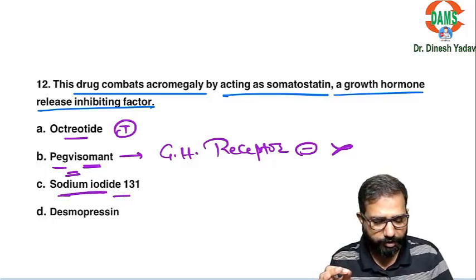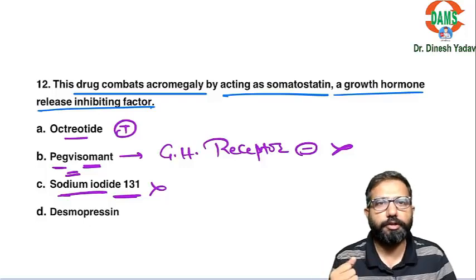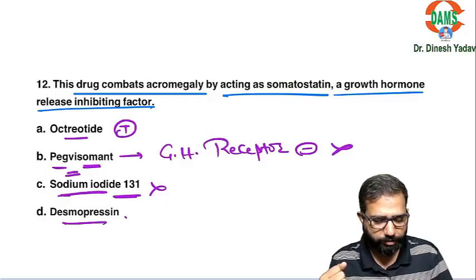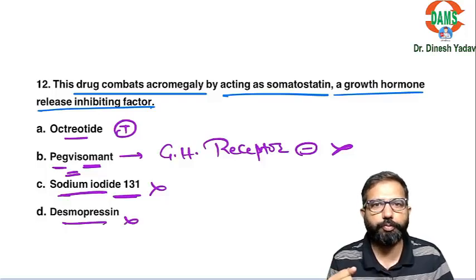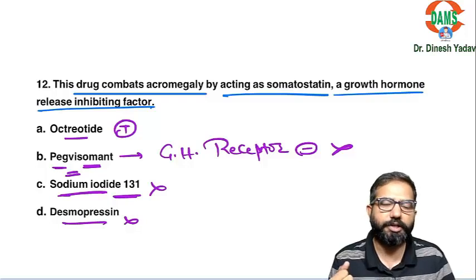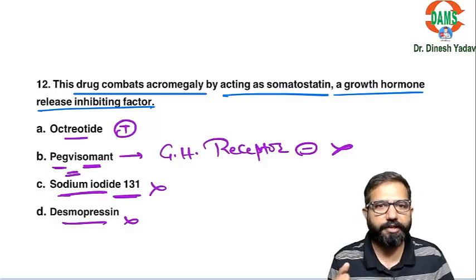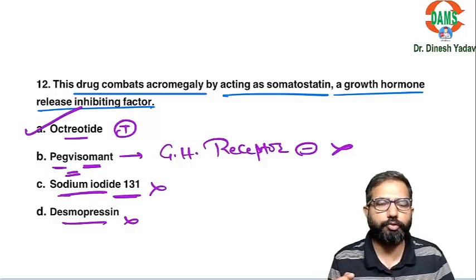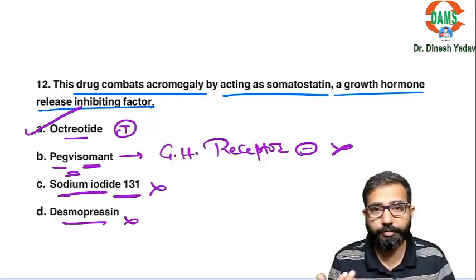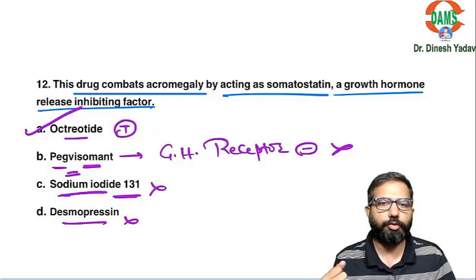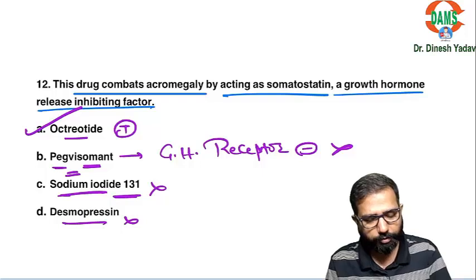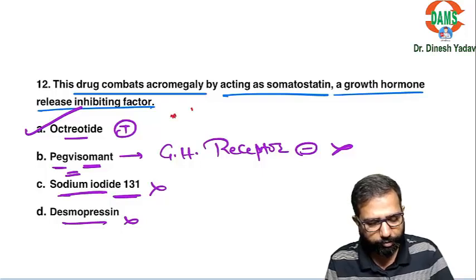Sodium iodide 131 is used for thyroid malignancies, radioactive iodine 131. Desmopressin, a V2 receptor vasopressin agonist, is used for nocturnal enuresis, bedwetting in children. So octreotide is the drug out of these which is used for acromegaly. Pegvisomant can be used, but that is a growth hormone receptor antagonist, and there is visual risk. Octreotide can be used. One more important drug, lanreotide.